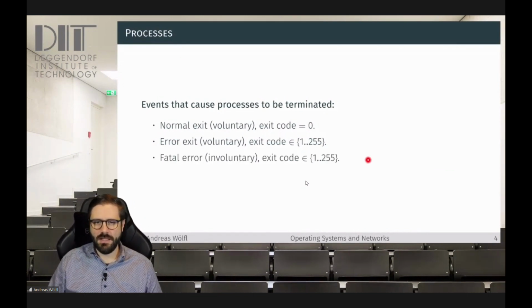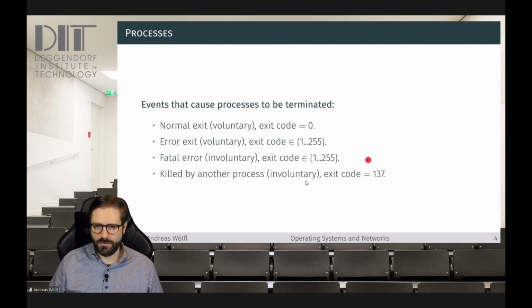Then we can exit or terminate processes involuntarily. So in case of a fatal error, the exit code is non-zero. And a process can be killed by another process. So the operating system can kill another process with an exit code that is static, 137.